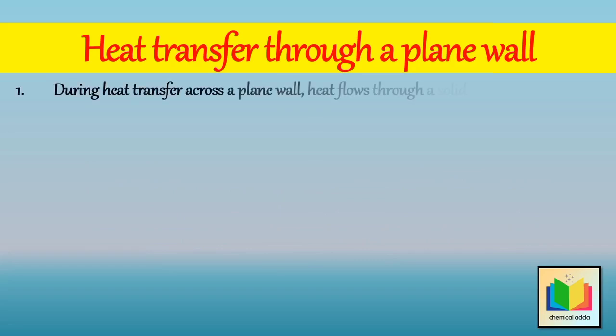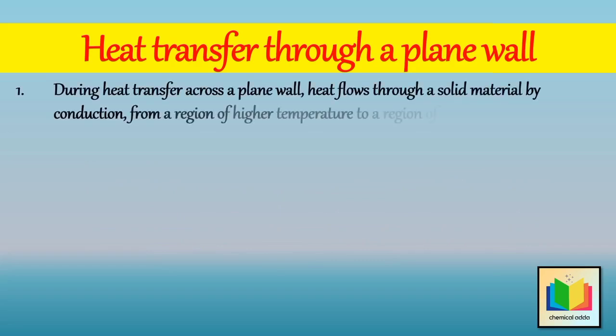During heat transfer across a plane wall, such as the walls of a furnace or wall of a stirred tank, heat flows through a solid material by conduction, from a region of higher temperature to a region of lower temperature. Hence we can say that in a plane wall like the wall of a furnace or stirred tank, heat transfer primarily occurs by conduction. But how?